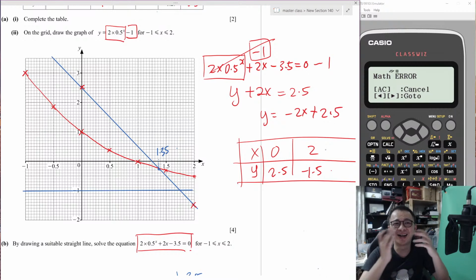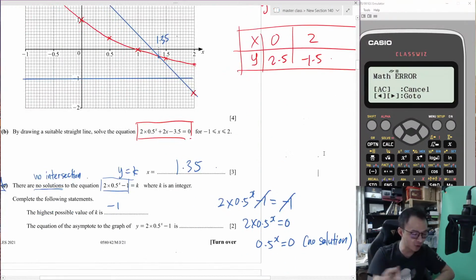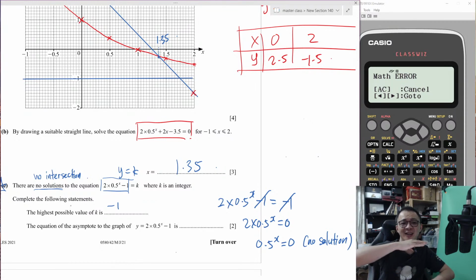Okay, I don't get which part makes you not understand. Some students ask why not higher? Because the question says no solution. No solution means I cannot have any intersection point. If I move the line higher than -1, you will see I will actually intersect with the red color line. This is the reason why we cannot move higher.